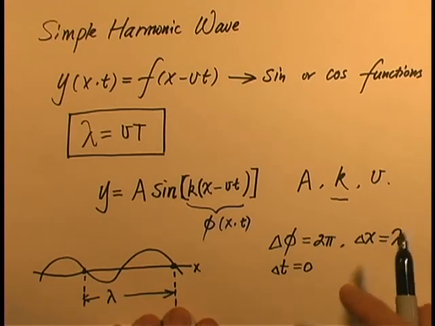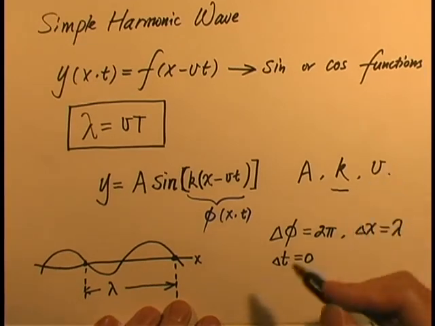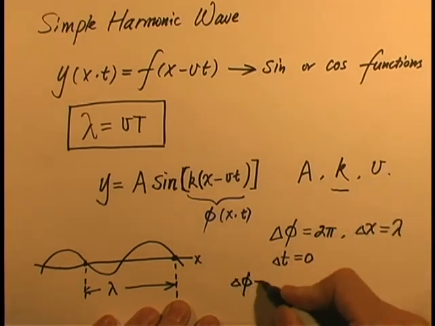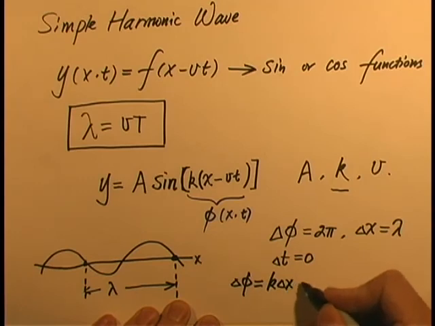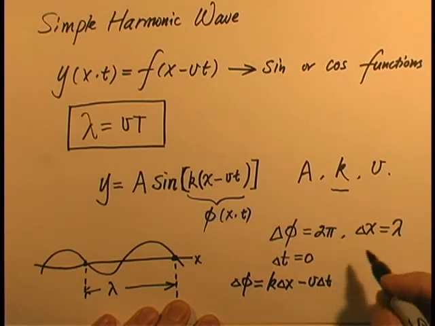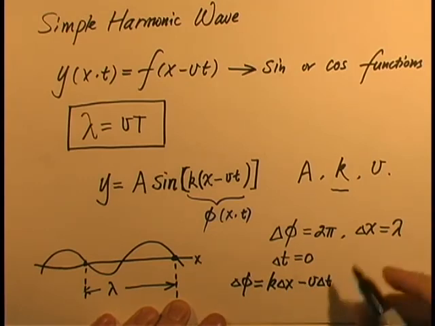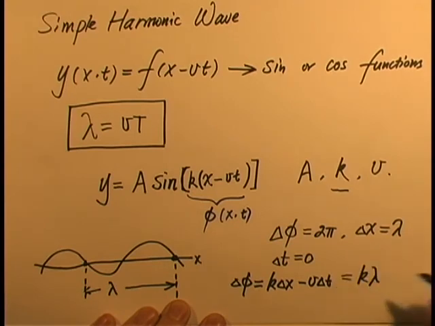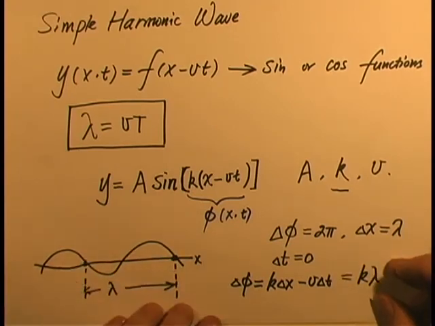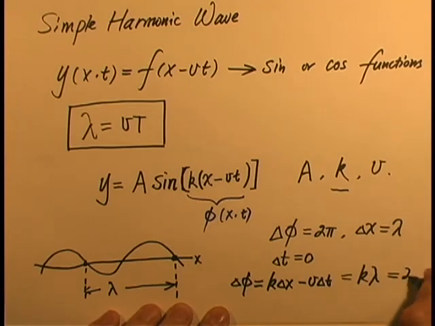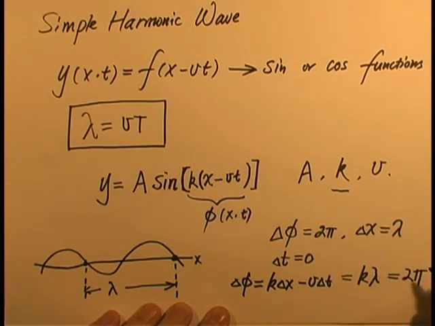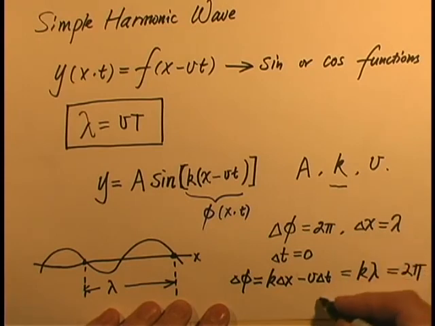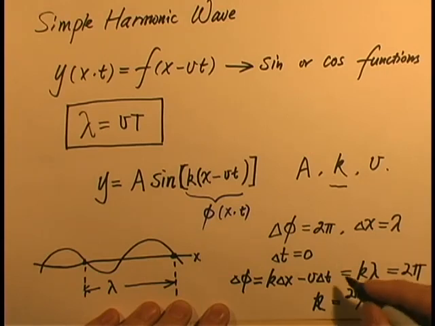Now phi equals k times x minus vt, right? The phase angle expression, and therefore we say delta phi equals k delta x minus v delta t. Now delta x equals lambda, delta t equals 0, so this is just equal to k lambda. Between here and there, what's that delta phi equal to again? 2 pi, because the wave repeats itself. This tells us what k is. k equals 2 pi over lambda, and that's what k is. We call it the wave vector.